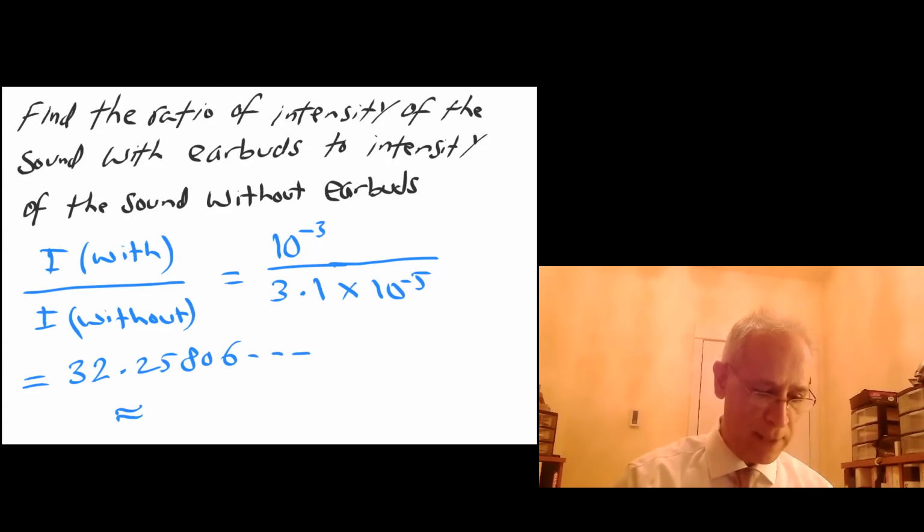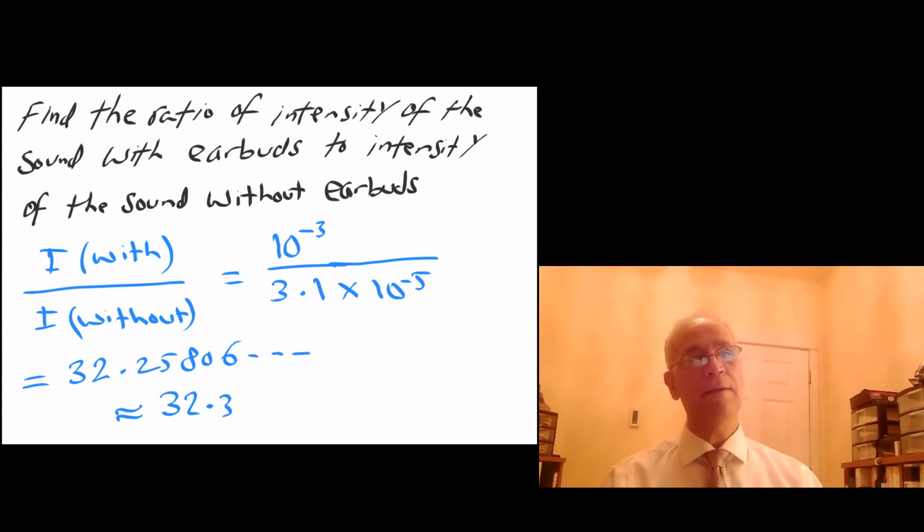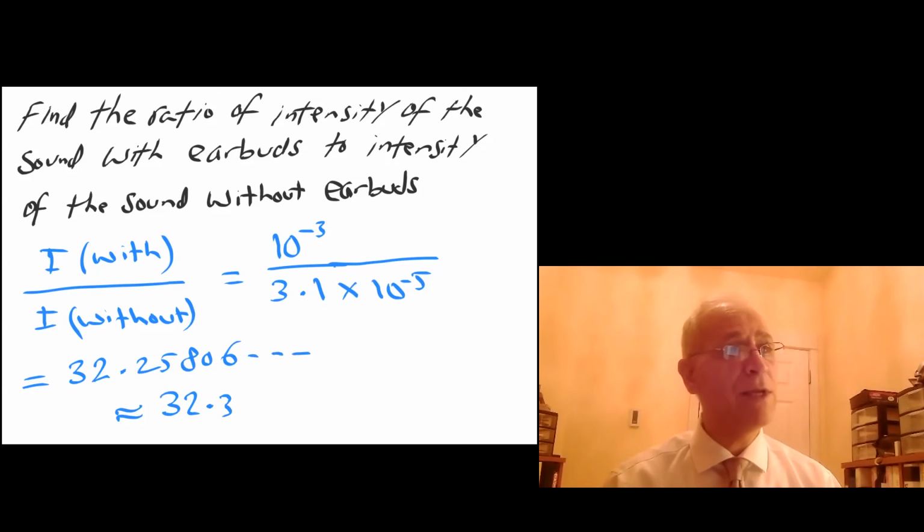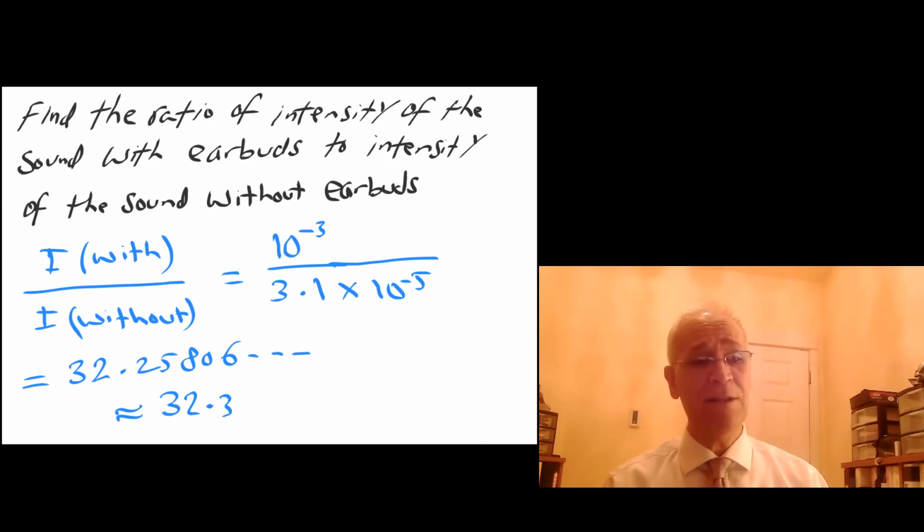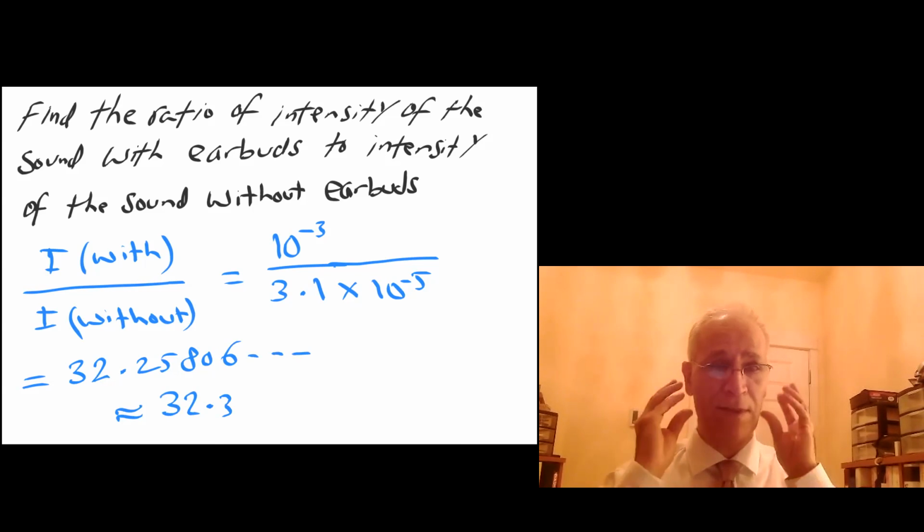So almost equals 32.3. Wow. The ratio of intensity of the sound with earbuds to intensity of the sound without earbuds is 32.3. So I hope you can keep that in mind next time you're listening to very loud music with those earbuds.